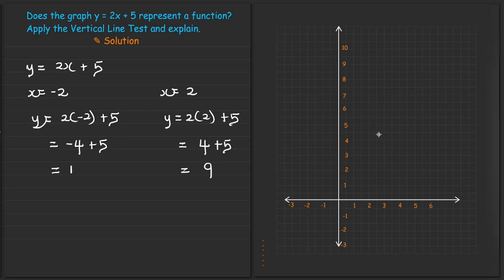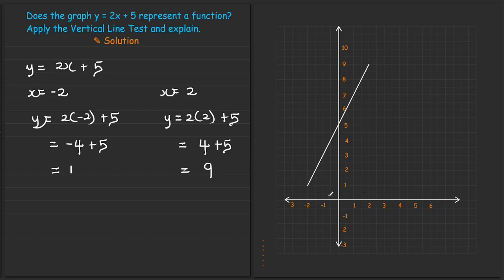So over here, I'm going to plot my graph. At x equals negative 2, we have y being what? 1. So x equals negative 2, y is 1. This is the point. And it is a straight line. A straight line that moves to what? X equals 2, y equals 9. So that is going to be somewhere around here. This is it. So x equals negative 2, y equals 1, and then x equals 2, y equals 9.